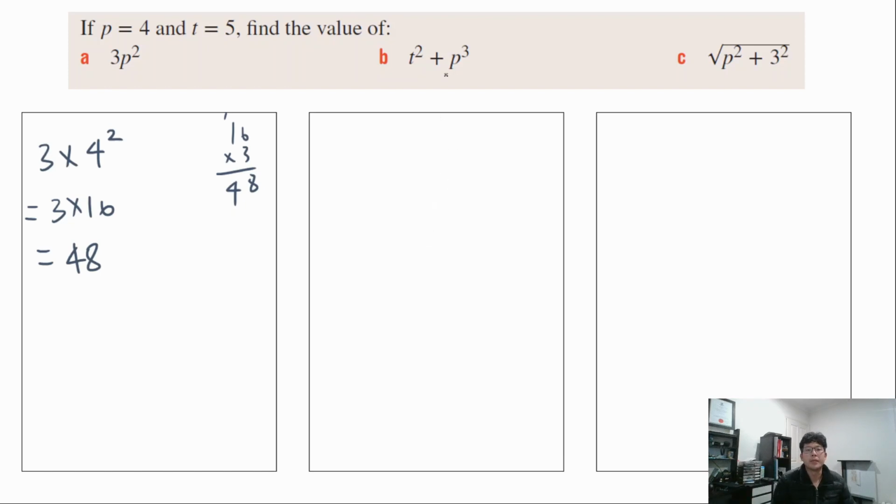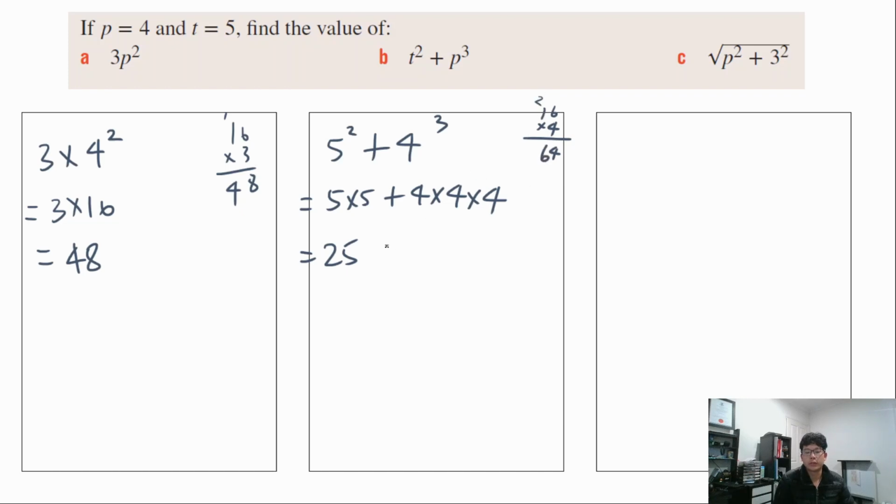Alright, now let's try the next question. T squared plus P cubed. T becomes 5, so that's 5 squared plus 4 to the power of 3. Let's just write that out the long way. 5 times 5 plus 4 times 4 times 4. 5 times 5 gives you 25. 4 times 4 is 16, so we have 16 times 4, which is 64. So we have 25 plus 64, and if we work that out, that gives you a final answer of 89.